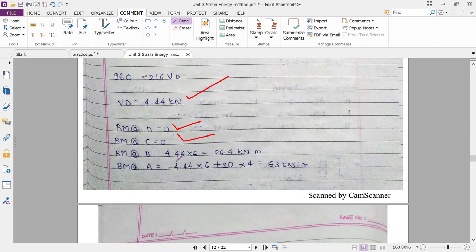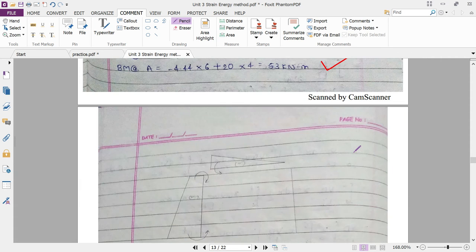Okay, so at point B, 4.44 into 6, that is equal to 26.4, and at point A, minus 4.44 into 6 plus 20 into 4, that is 53 kilonewton meter. And then finally plot the diagram. As per the sign convention, whenever the tail portion is there, you have to draw the diagram like this.